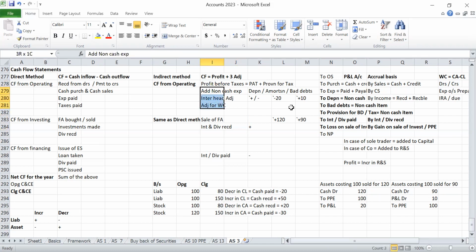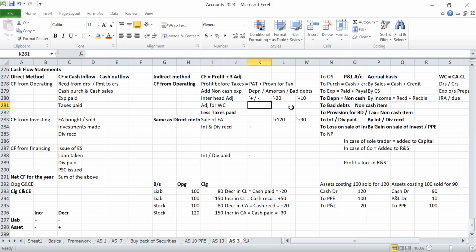So profit and 3 adjustments you have to make with the profit. Finally, less taxes paid is equal to cash flow from operating activity. So instead of taking cash inflow minus cash outflow, we are making 3 adjustments. What are the three adjustments? Non-cash expenditure, interhead adjustment, adjustment for working capital.